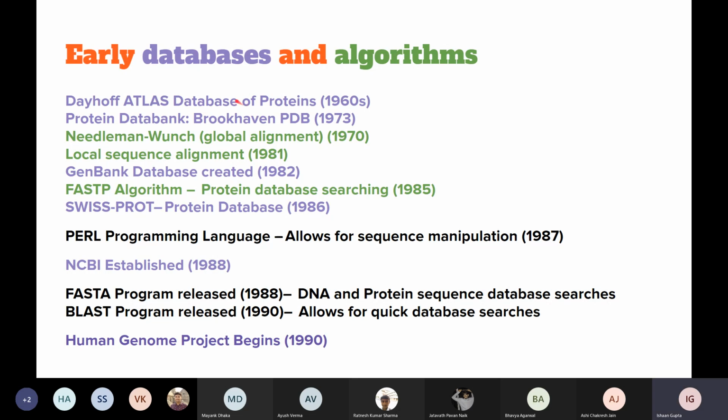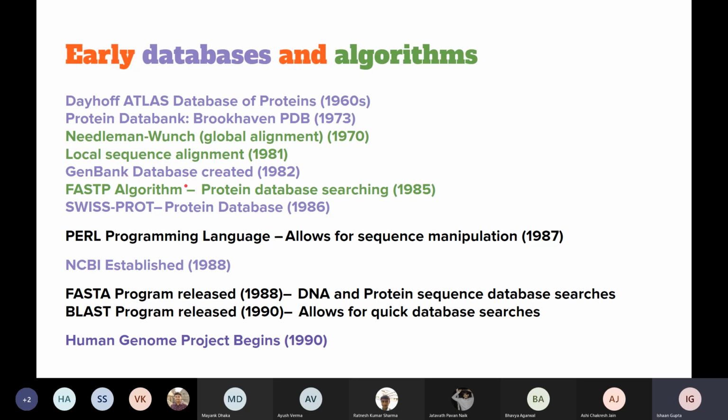Okay, so coming back. These are the few databases and corresponding algorithms that were developed to work on the data in these databases. The first databases were databases of proteins. So this was the Protein Data Bank. And then correspondingly, you had an algorithm called the global alignment algorithm, Needleman-Wunsch, because these are the people who wrote the algorithm. Then in 1981, you had the local sequence alignment algorithm. These two algorithms are something that we're going to talk about in modules 6 and 7.